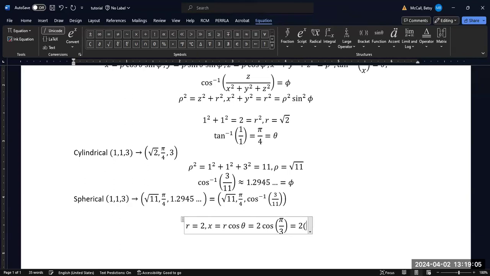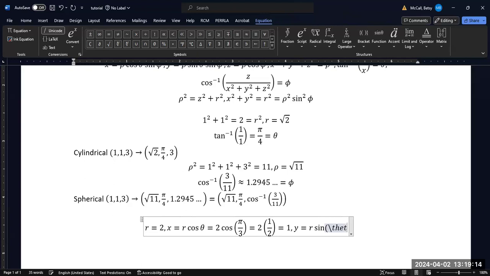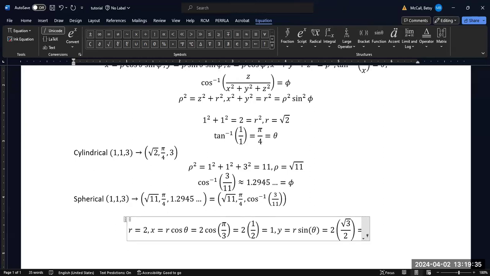Which is 2 times a half. So that's 1. And then do the same thing for y, r sine theta, which is going to be equal to 2 times... Now, if cosine of pi over 3 is 1/2, then sine of pi over 3 is the square root of 3 over 2. And so this will be the square root of 3.